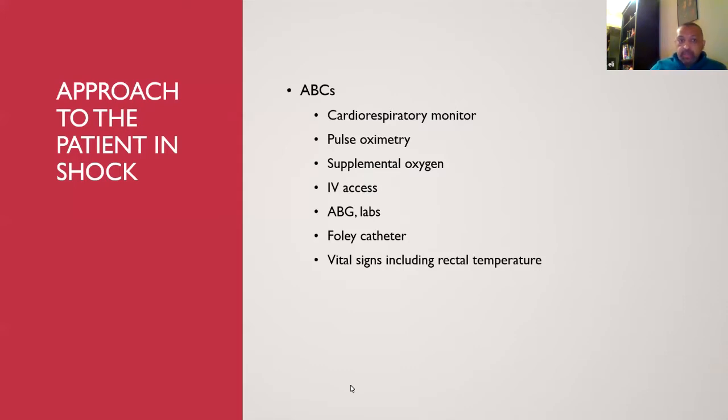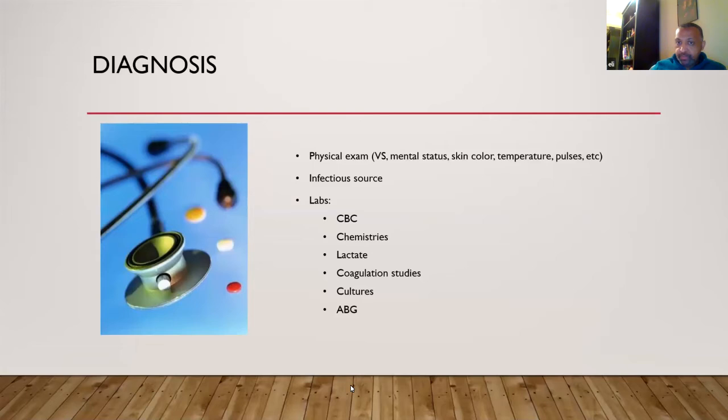So, the general approach to a patient in shock, right? The ABCs. You try to support the cardiorespiratory system, and you have to have continuous monitoring, including pulse oximetry, and you give them oxygen. Obviously, you need good IV access, send your labs, and if you can, a blood gas. It's very important to have adequate ins and outs monitoring, and a Foley catheter will be very important. You have to have frequent vital signs. And of course, in your physical examination, other than the vital signs, you focus on mental status, skin color, temperature, and pulse. Try to find if there's an infectious source, and you get basic labs, including lactate level, coagulation studies, and blood gas, as I said.